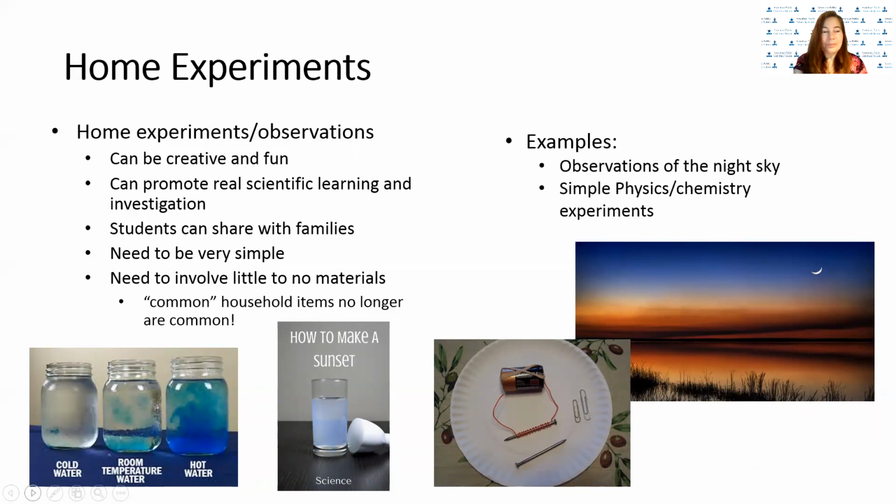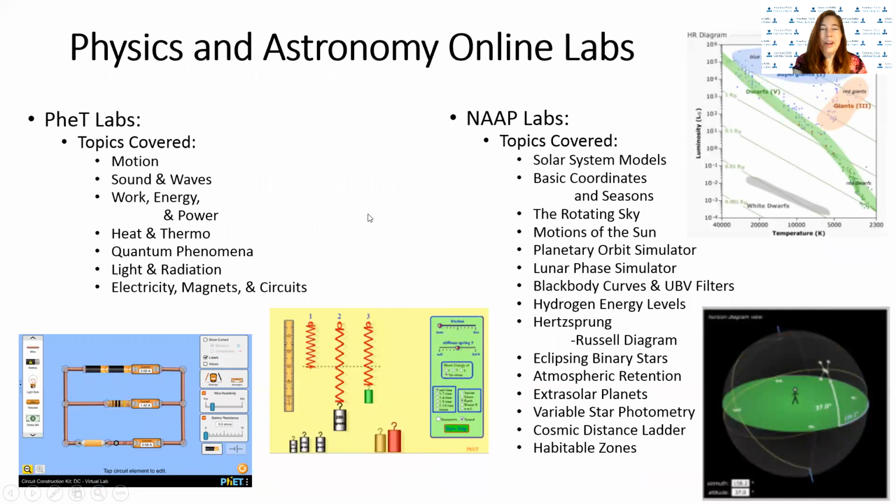If you want to get a little bit more high-tech than the home experiments, there are several online labs that you can use that are particularly helpful for physics and astronomy. Two of my favorites are the PhET labs. These cover topics including motion, sound and waves, work, energy and power, heat and thermodynamics, quantum phenomena, light and radiation, electricity, magnets, and circuits. Under each topic, there are anywhere from 10 to 15 labs that you can choose from, all related to that topic.